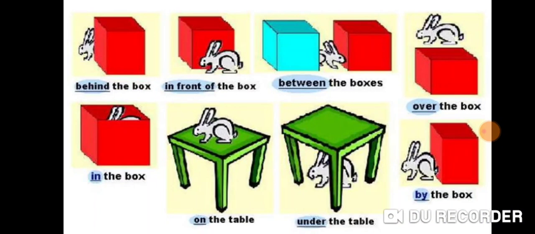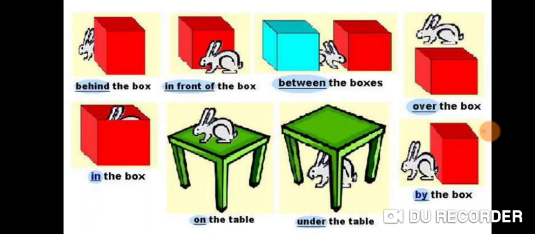In the first image, you can see the rabbit is behind the box. In the second image, the rabbit has come in front of the box. In the third image, the rabbit is between the two boxes. In the fourth image, the rabbit has come over the box. In the fifth image, the rabbit is by the box.